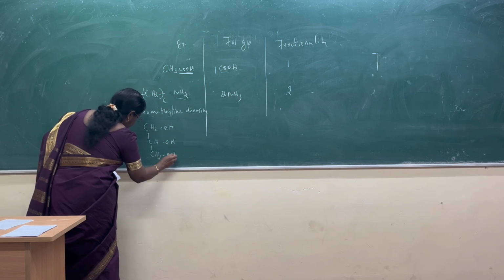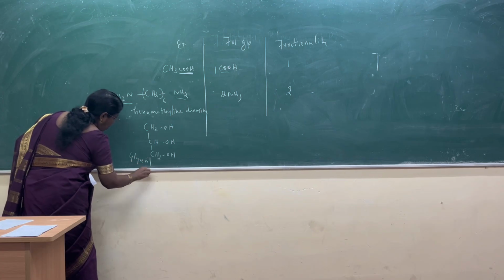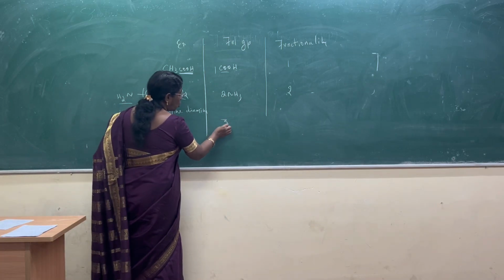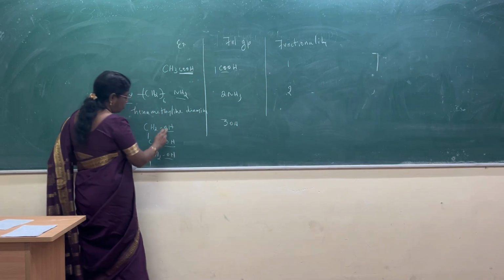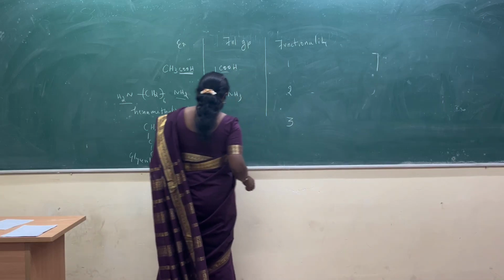For this example, glycerol, how many functional groups? There are 3 functional groups, that is, 3 OH groups. So we say the functionality is 3.